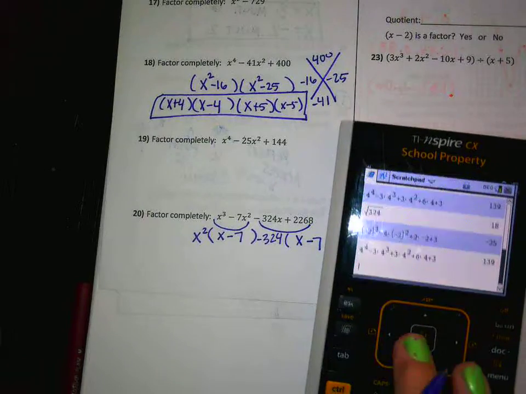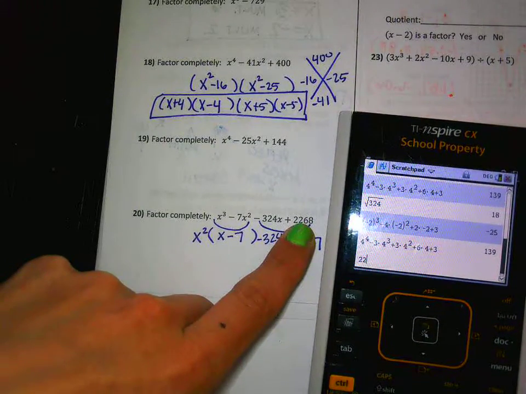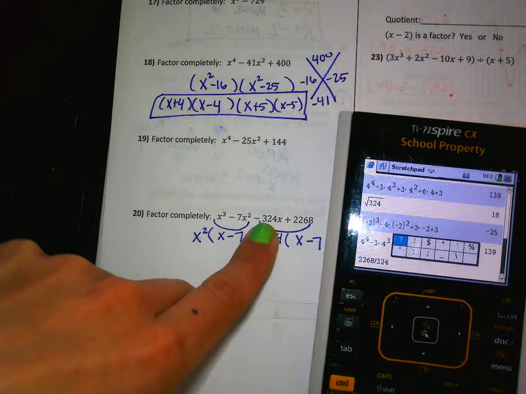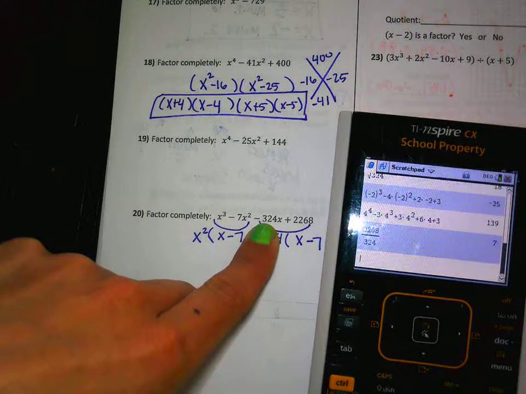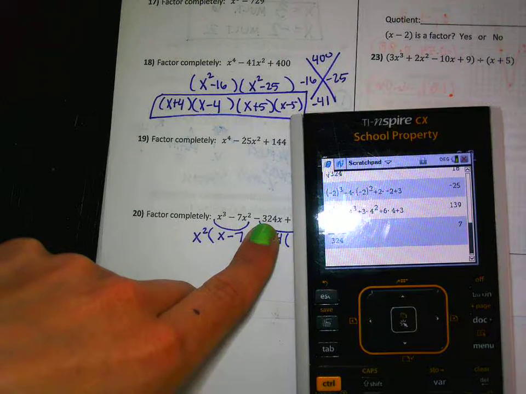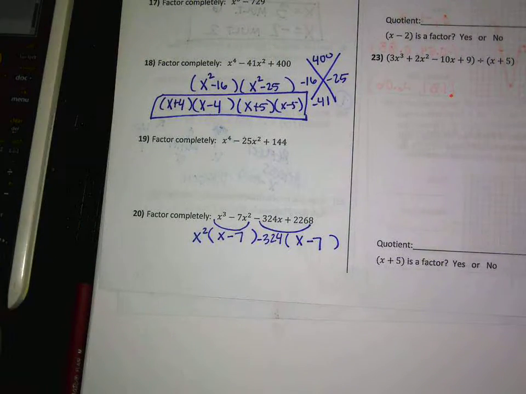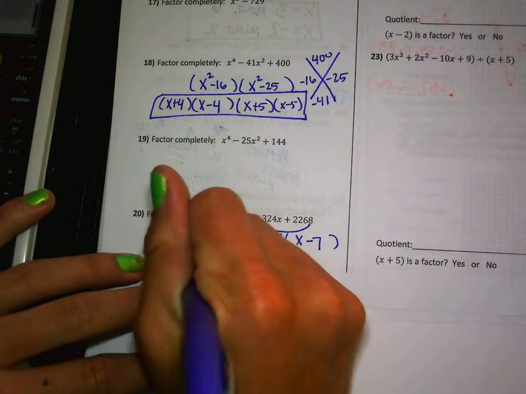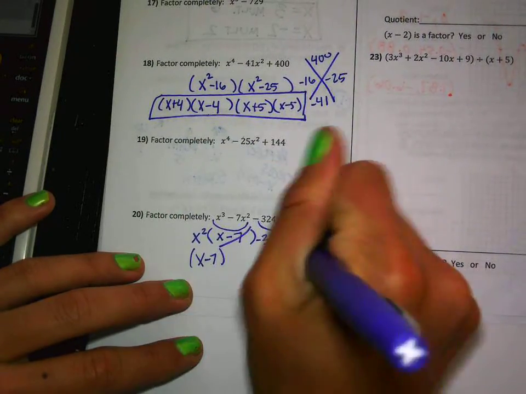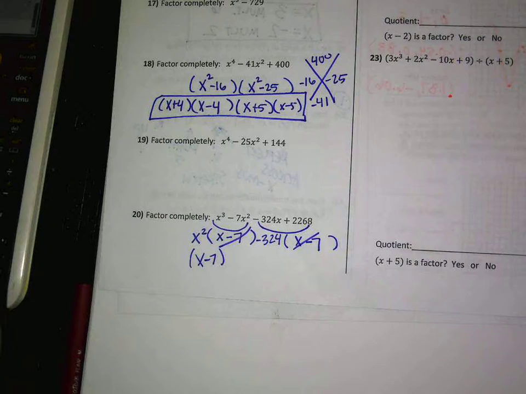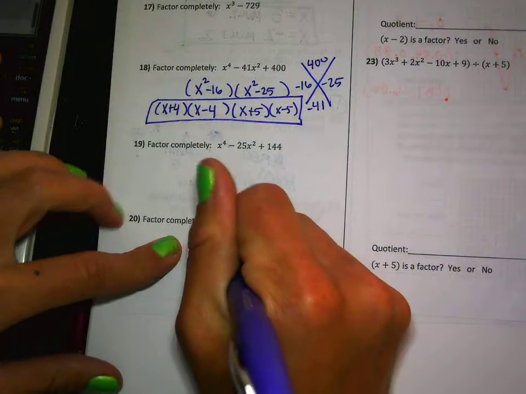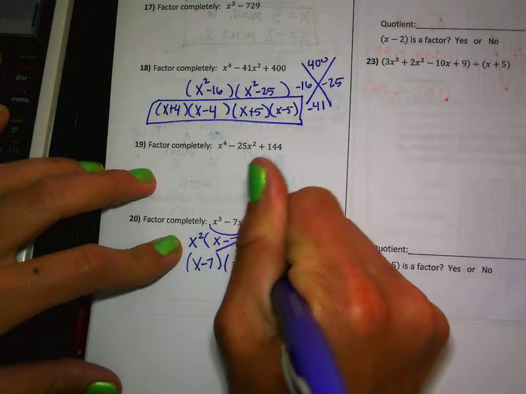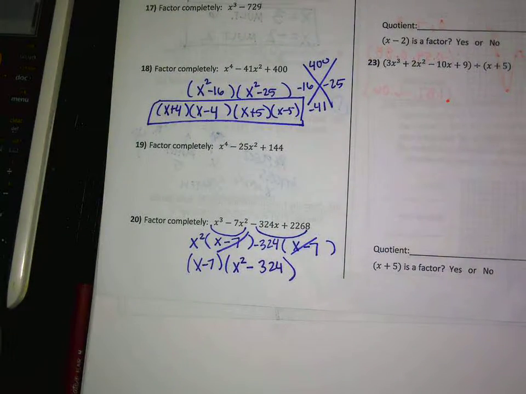And if you wanted to check in your calculator, 2,268 divided by 324 is 7. All right, so to write the answer, you are only going to write X minus 7 one time. And then you're going to put the 2 GCFs together. And then once again, make sure you check.